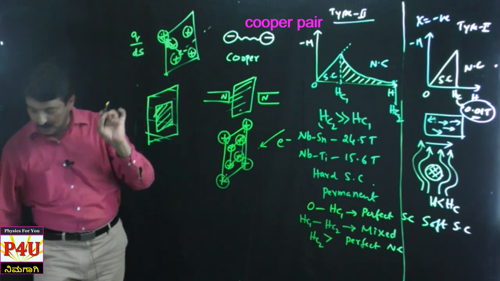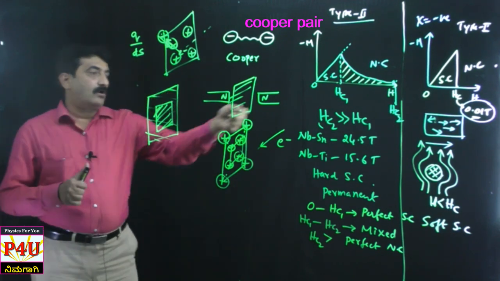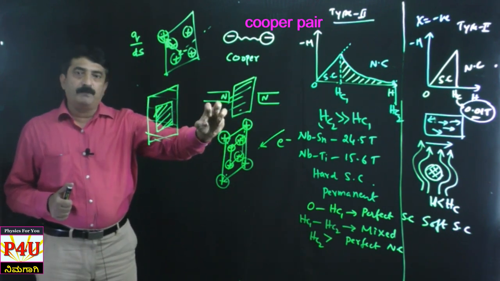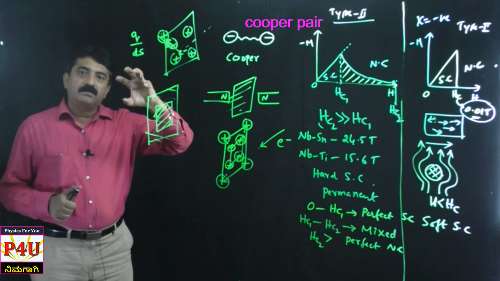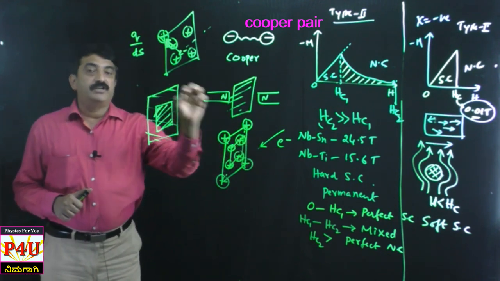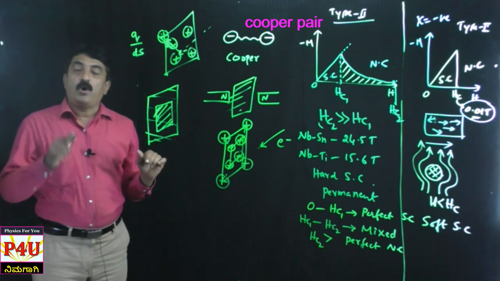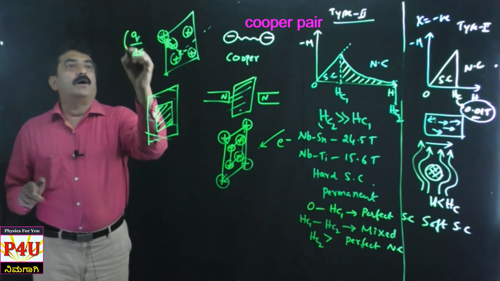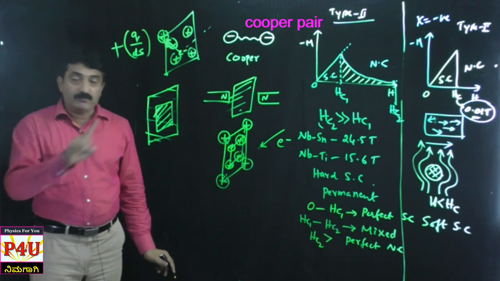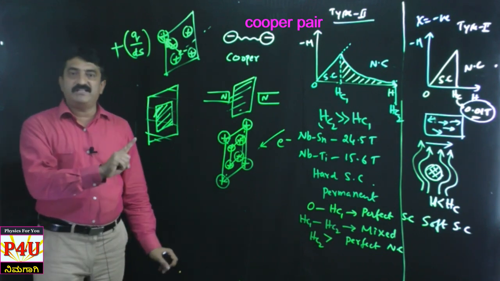So what I mean to say is, when the electron moves towards the lattice, it will pull all the positive charges. This is called polarization of the charges. As a result, charge density increases. What type of charge density? Positive charge density increases. Okay. I am not at all telling that positive charge is increasing.